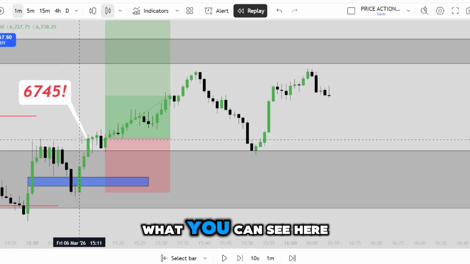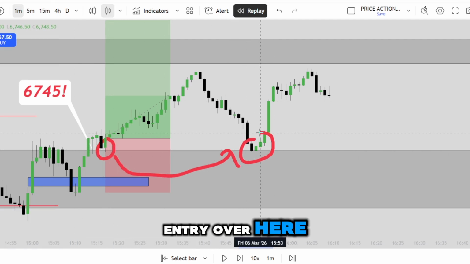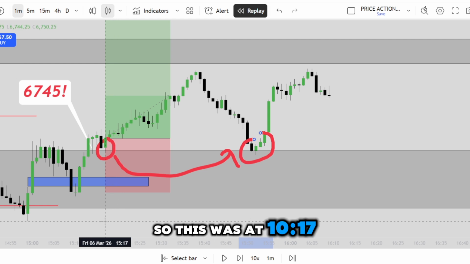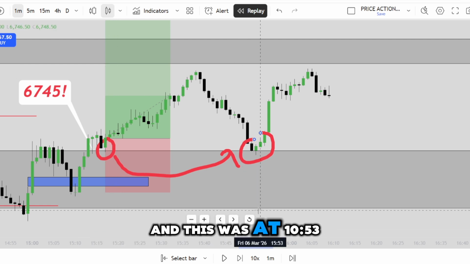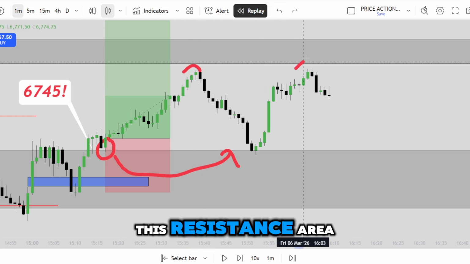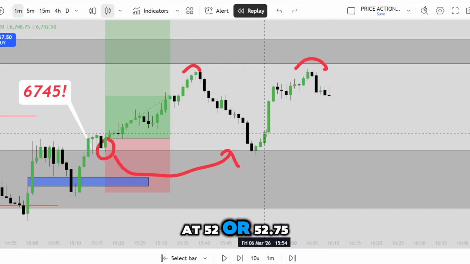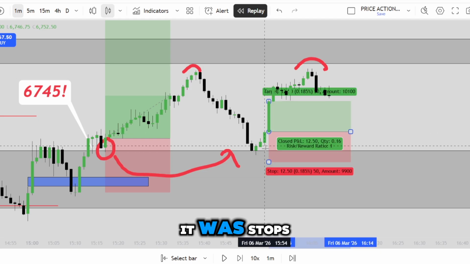67.45. What you can see here is the entry here, and then the initial re-entry over here. So this was at 10:17, and this was at 10:53. And this was a very fast-moving trade up to this resistance area. So again, the entry came at 52, or 52.75 it was.